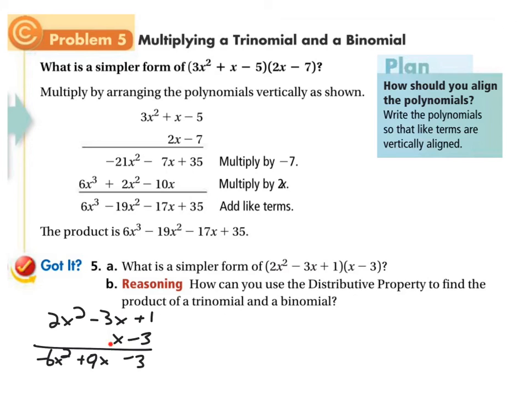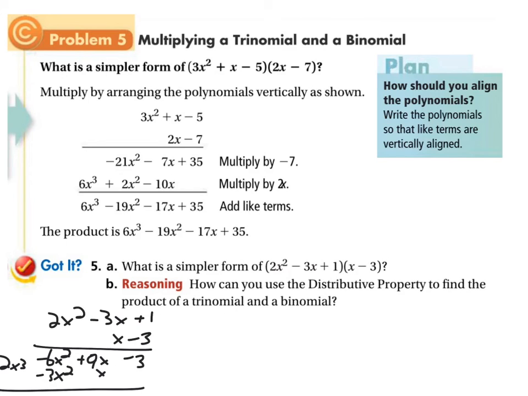Okay, now we're multiplying by this x right here. Hope I left myself enough room. X times 1 is x. I got to align it vertically here. X times negative 3x is negative 3x squared. And x times 2x squared is going to be 2x cubed. Okay? And I need to add them all up.